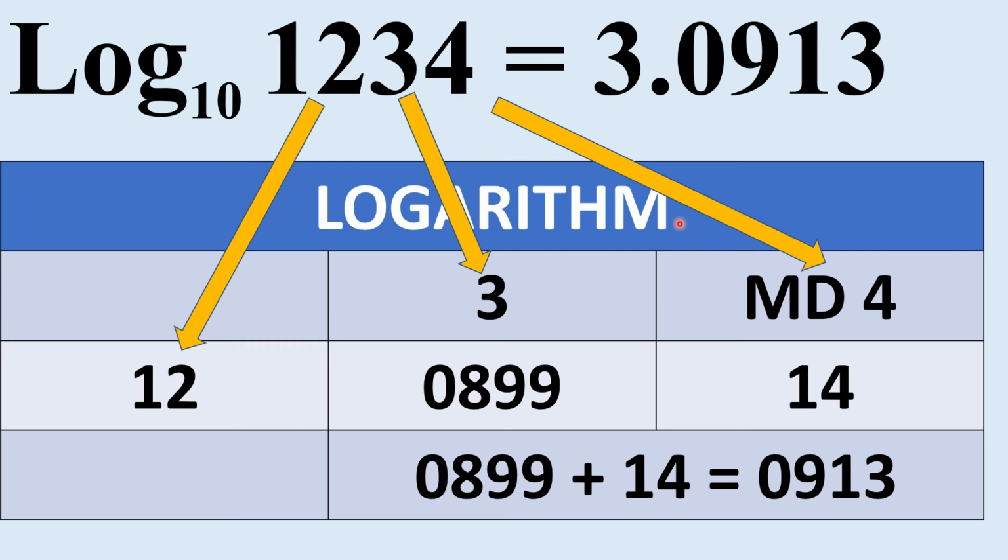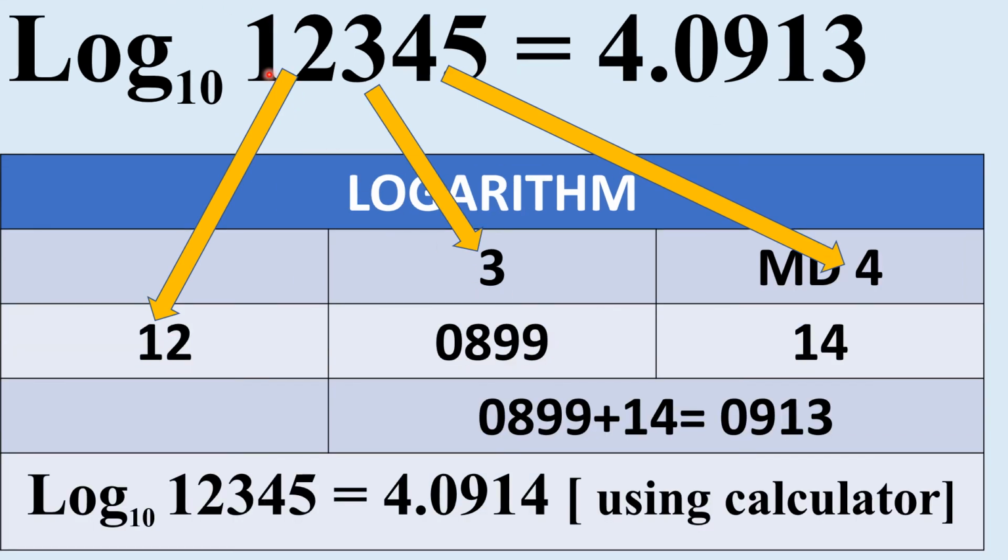Under the column 4 in mean difference. So this 4 has come from here. Under the column 4 under mean difference, the number 14 is written. So that 14 you have to add to the 0899. So 0899 plus 14 is equal to 0913. So this 0 also you have to consider. Thus the mantissa is 0913. Therefore the value of log 1234 is 3.0913.